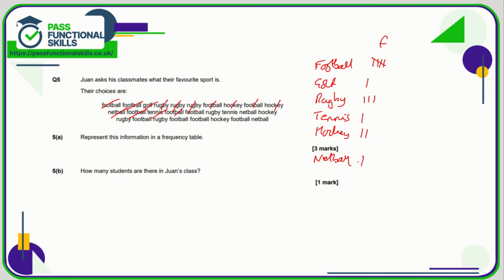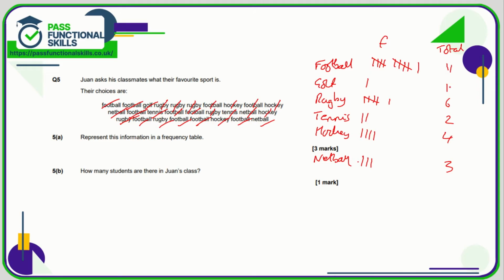Now we're going football, football, rugby, tennis, football, football, rugby, tennis, netball, hockey, rugby, football, rugby, football, rugby, football, rugby, football. Again, note my group of 5 there. Football, hockey, football, netball, football, hockey, football, netball. Okay, so now we can just work out what the totals are. So 5, 10, 11, 1 for golf, 5, 6 for rugby, 2 for tennis, 4 for hockey, and 3 for netball. So that's part A done.